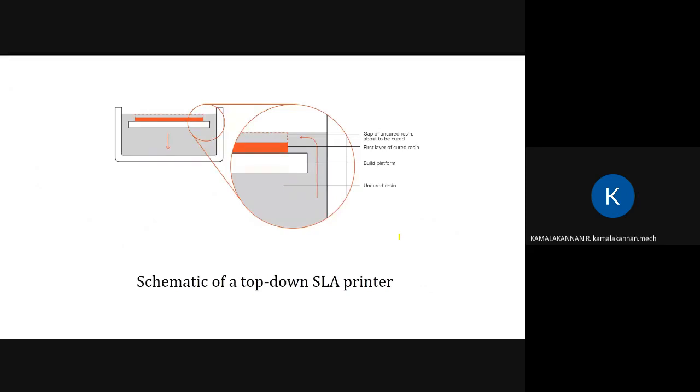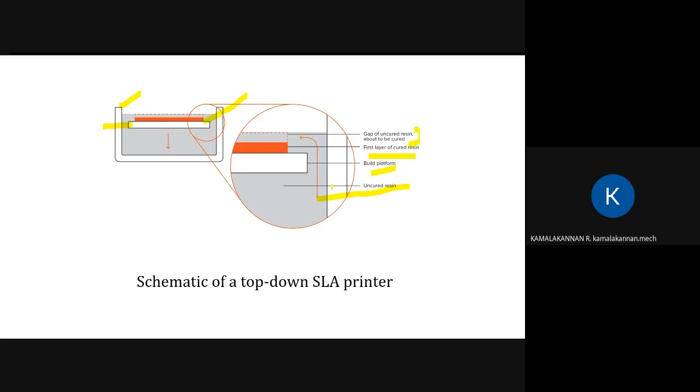So this is the schematic of a top-down SLA printer. Here, this is the tank. In that, there is a platform or blade. This one is nothing but the first layer. And the platform has moved a distance equal to the thickness of the layer. So this is how it happens. From top it is moving down, so it is called a top-down SLA printer. They have mentioned here the build platform, the first layer of cured resin, and a gap of uncured resin about to be cured. This process is called top-down SLA process or orientation.